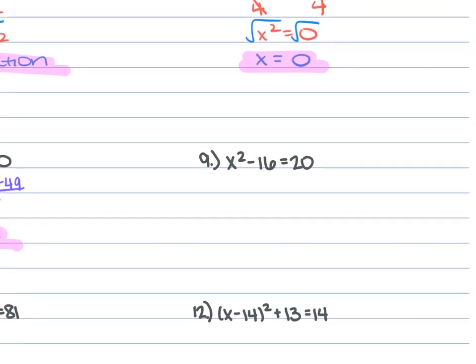For 9, we have x squared minus 16 is equal to 36. So we're going to add the 16 to both sides. We have x squared is equal to 36. We take the square root of both sides, and x is equal to plus or minus 6.